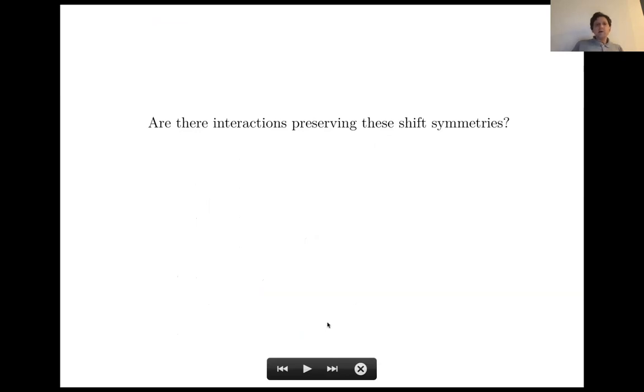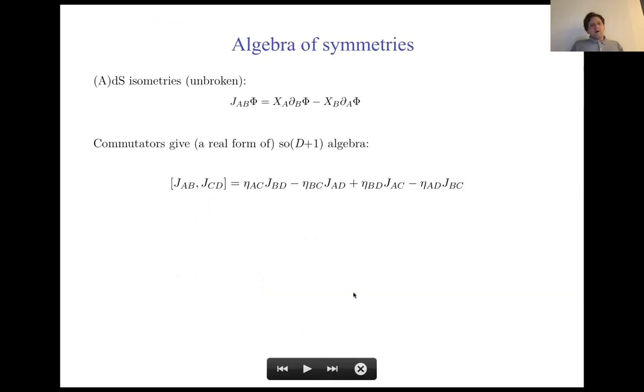Okay, so now the question is, are there interactions that preserve these shift symmetries? So everything I said up to now about the classification was just for the free theories. Okay, so to ask about interactions, the first thing we should ask about is the algebra of symmetries, to ask whether there can be non-trivial algebras. So when we introduce interactions, we're still going to have the AdS isometries, so we don't want the AdS isometries to be broken. So this is the way the de Sitter symmetry acts on a scalar, for example, in embedding space. We want that to remain undeformed.